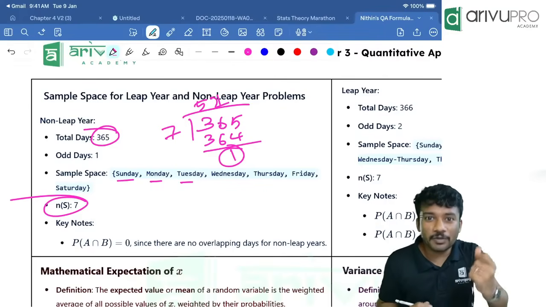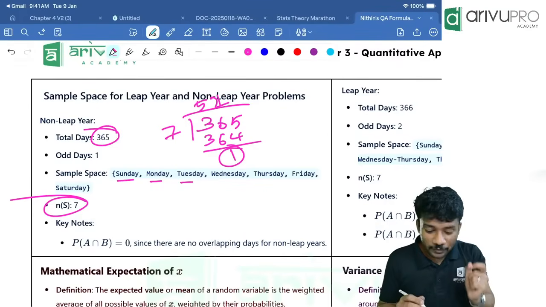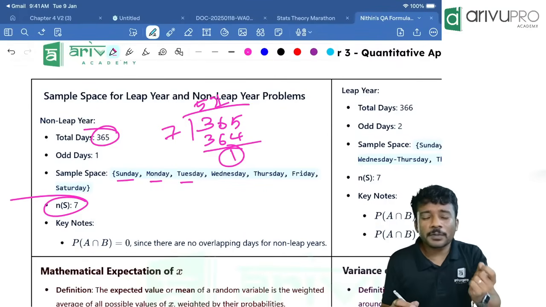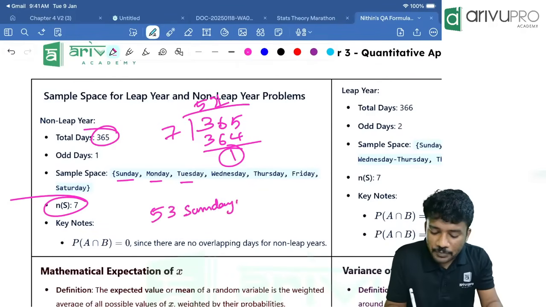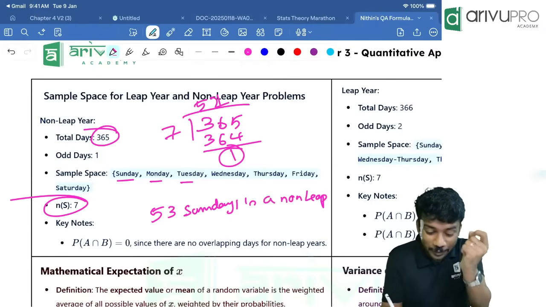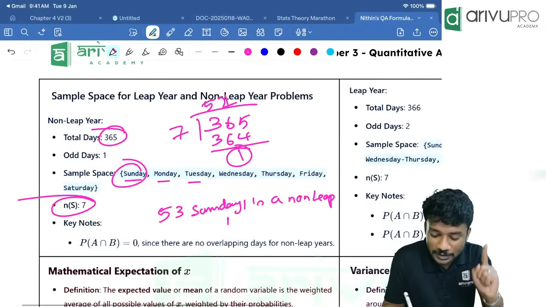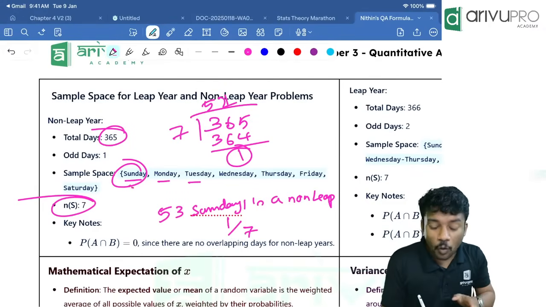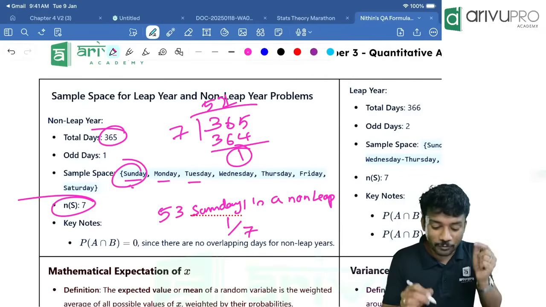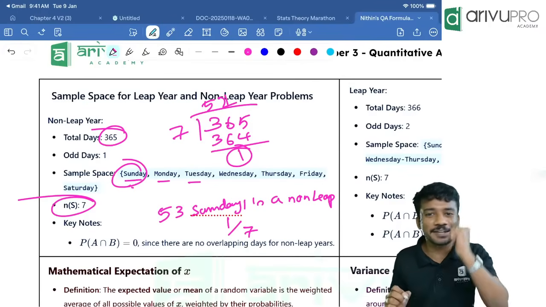So the total sample space is how much? 7. So the question will be like this: find the probability of getting 53 Sundays in a non-leap year. That will be the question. So how will you say now? How many Sundays are there? Only one Sunday, divided by 7. What is the probability of getting 53 Sundays or 53 Mondays in a non-leap year? 1 by 7 plus 1 by 7. You will get the answer.